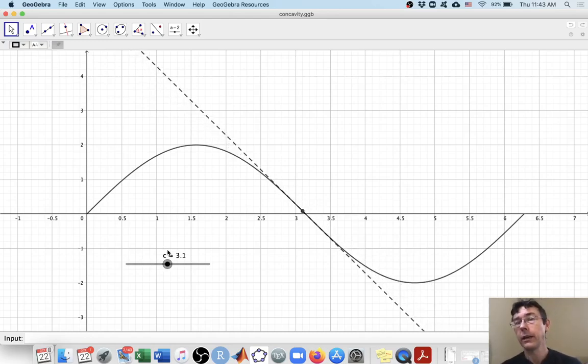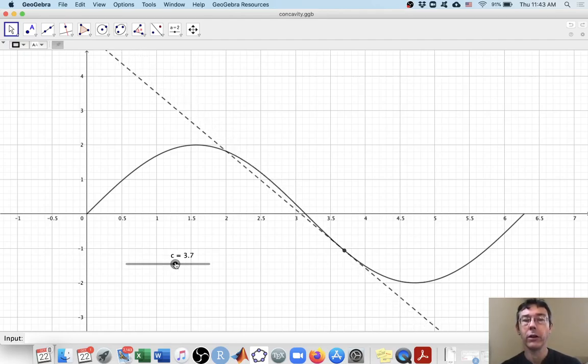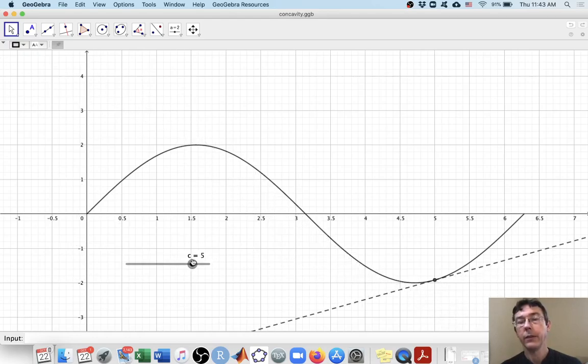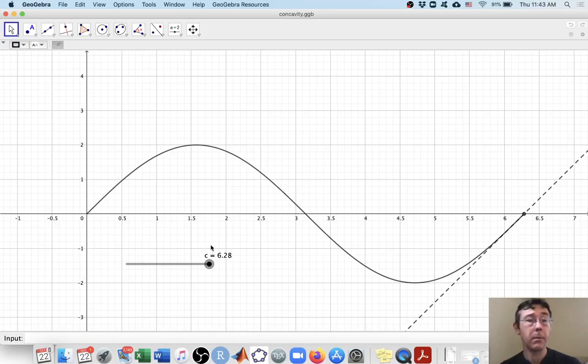The graph is concave down there. The slope of the tangent line is decreasing. The graph looks like the top of a hill. After this x-intercept, however, the slope of that tangent line is going to start increasing again. It gets bigger and bigger and bigger, all the way up until that final x-intercept at about 2 pi. The graph looks like the bottom of a valley. It's concave up in that interval.